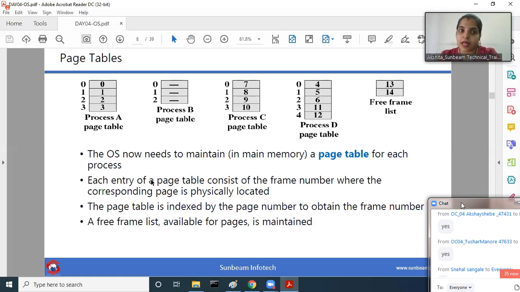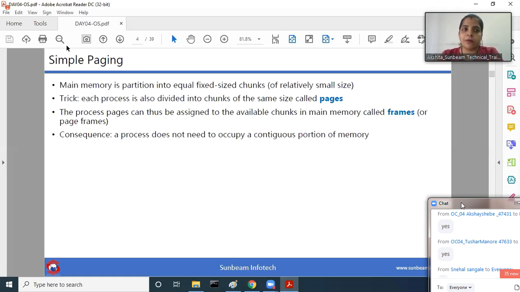So let us now read this. When you talk about simple paging, main memory is divided into equal fixed chunks, called pages. The process pages can be assigned to the available chunks in the main memory, which are called frames or page frames. A process does not need to occupy a contiguous portion of memory. Whichever block is available, the OS will allocate that block to you.